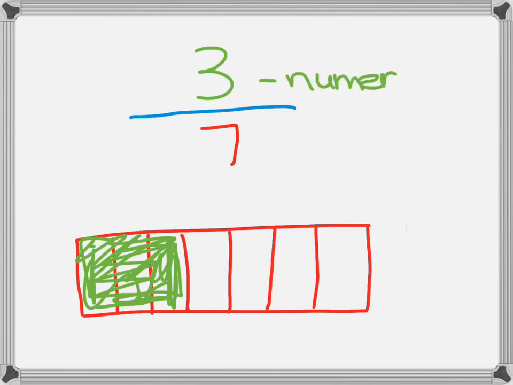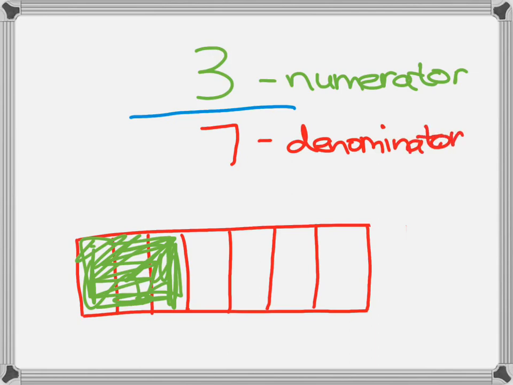Okay, got it now. So let's write the words again. Numerator. And the bottom one, denominator. Okay, hope you're catching this. It's not so difficult. And I'm going to see you in the next lecture where we're going to go into more depth. I just want you to understand what a fraction is and why it's written like that.